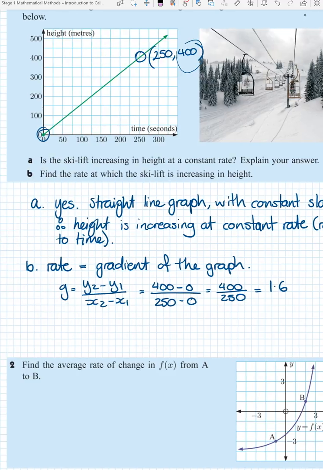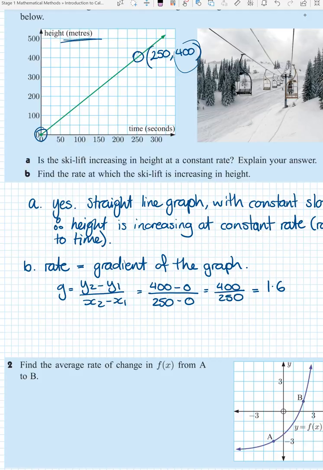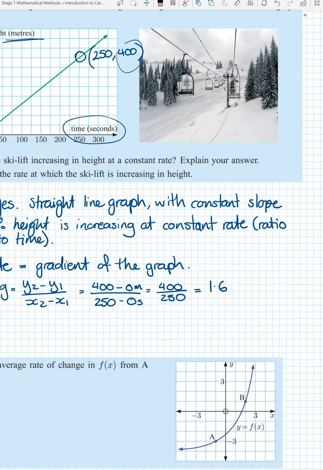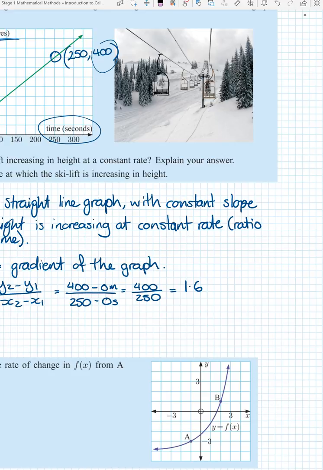Now when we have a look here, our height is in meters, so the y-step is in meters. The time on the bottom here is in seconds. So we can tell that our units are meters over seconds, or meters per second, which can also be written as meters second to the minus 1.